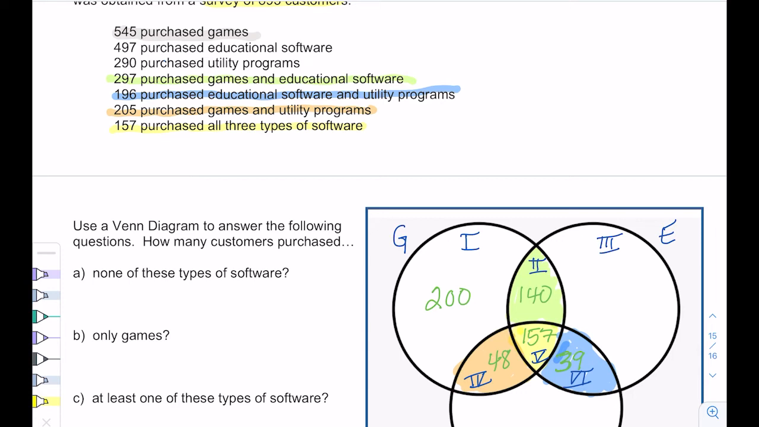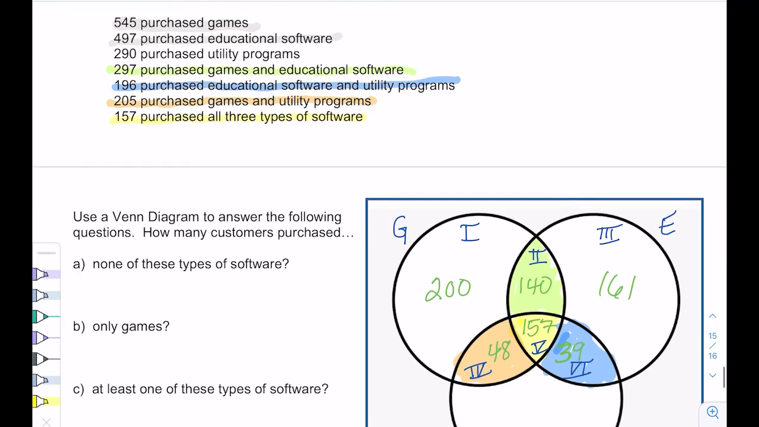To find region 3, which would be part of the educational software, I need to do the same thing, except this time I need to add the green, the yellow, and the blue because they're part of the educational software circle. So I'm going to add 140 plus 157 plus 39, and now I'm going to subtract that from 497. And when you do that, you should get 161.